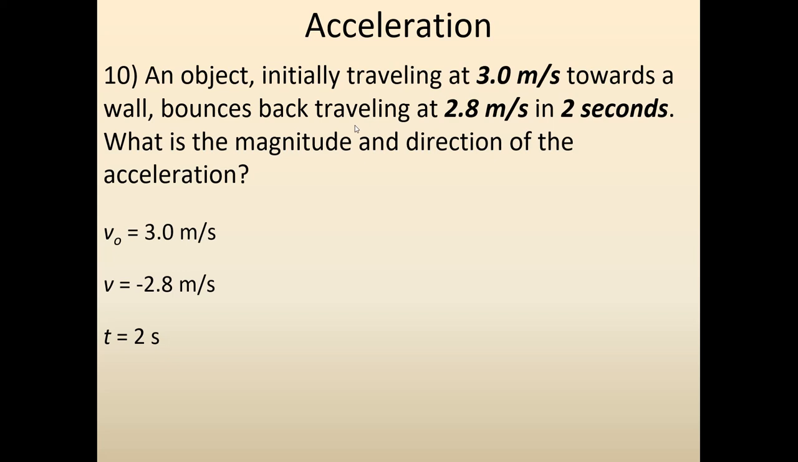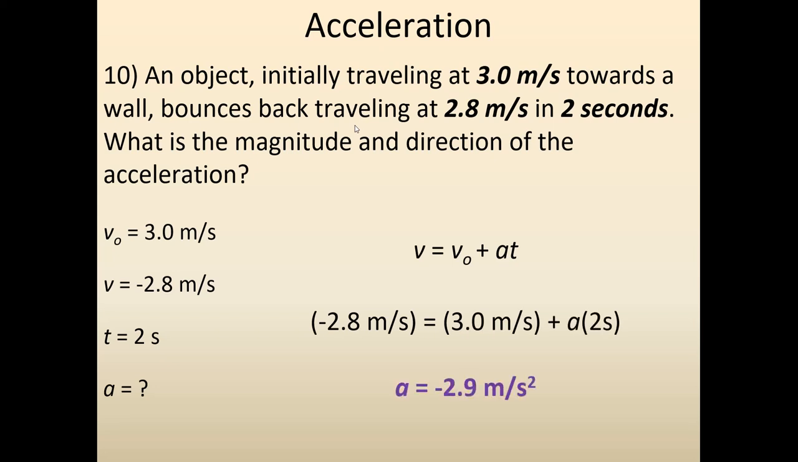Continuing on, the time is 2 seconds, and we're looking for the magnitude and direction of the acceleration. So what we're going to do is use our equation, v equals v naught plus at, plug our numbers in, and we get the acceleration is negative 2.9 meters per second squared. Now, the 2.9 is my magnitude. The negative is giving me direction. Now, because the question doesn't specify what is defined as positive and what is defined as negative, I technically can't leave my answer like this.